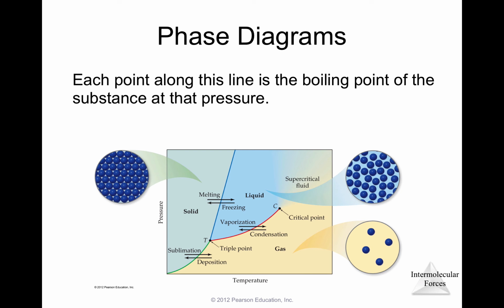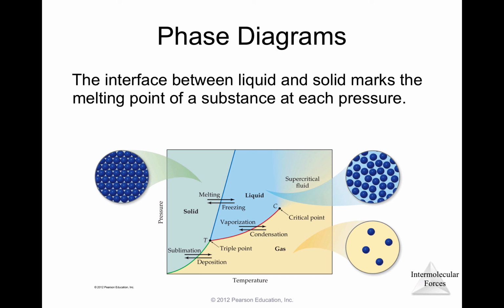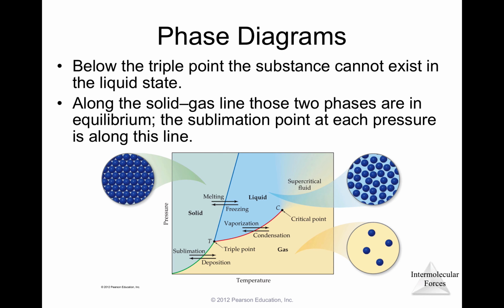Each point along this line, right, is the boiling point of a particular substance at that pressure. Right, so increase the pressure, increase the boiling point. So below the triple point, a substance cannot exist in the liquid state, right? So we're subliming or we're depositing, going along the green line.